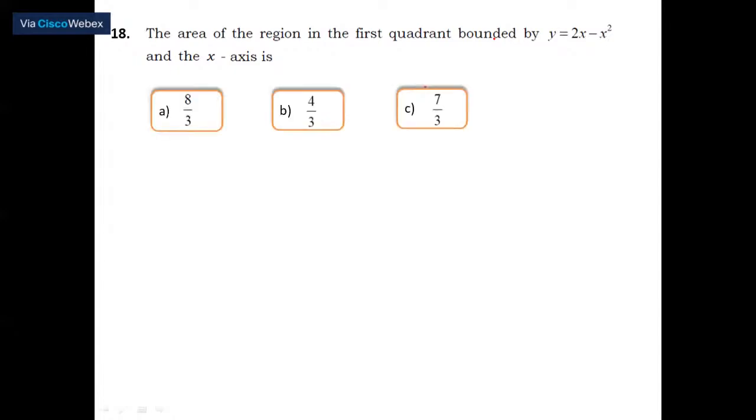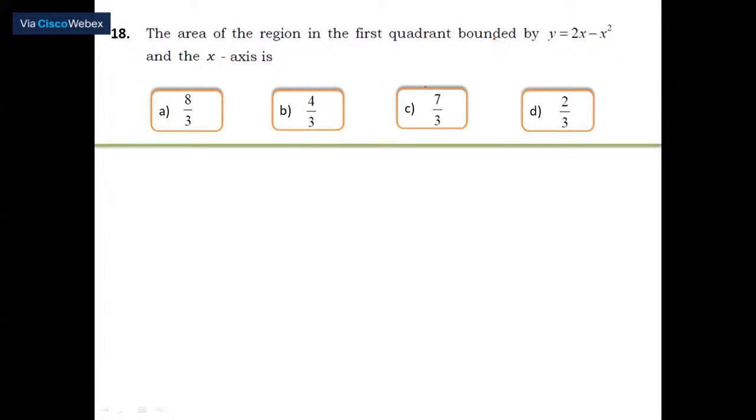Take down the problem as the area of the region in the first quadrant bounded by y is equal to 2x minus x square and the x-axis. Options are 8 by 3, 4 by 3, 7 by 3 and 2 by 3. So here the curve what is given for us is y is equal to 2x minus x square.